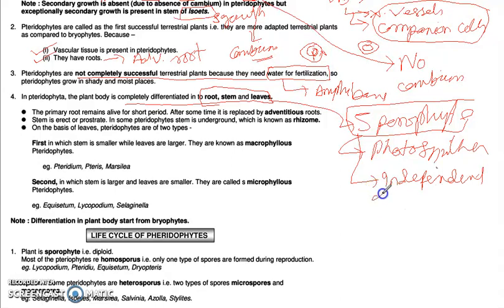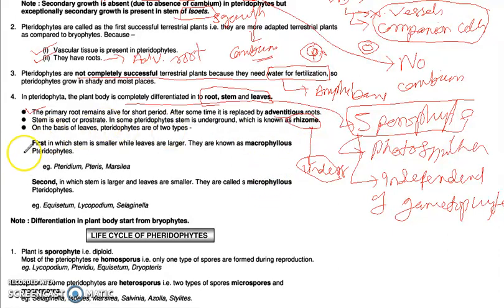It is independent of gametophyte. It doesn't depend on the gametophyte for its preparation of food. So the primary root is an adventitious root, and in some the stem is underground. This underground stem is called a rhizome. If the stem is underground, we call it a rhizome.